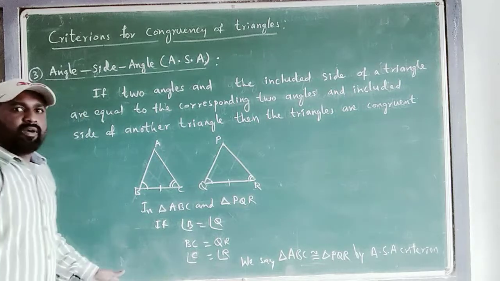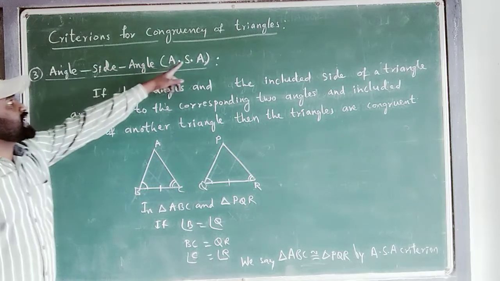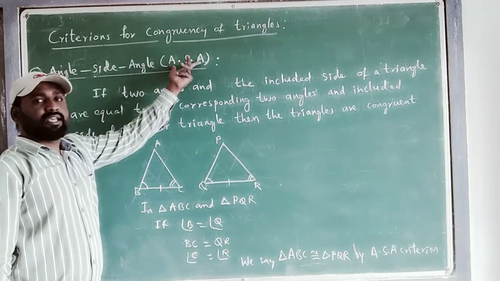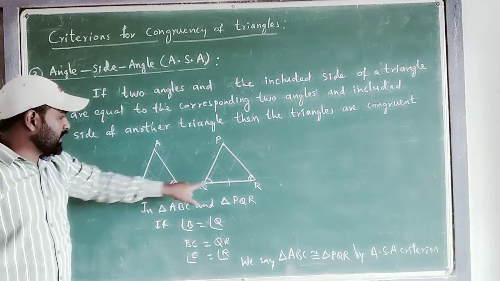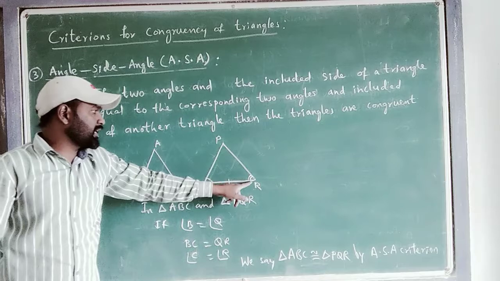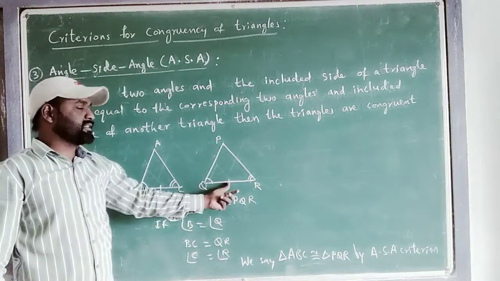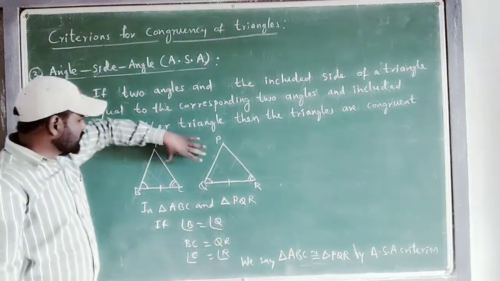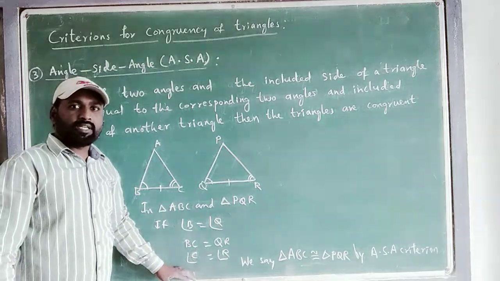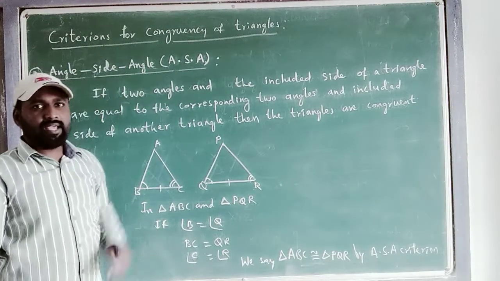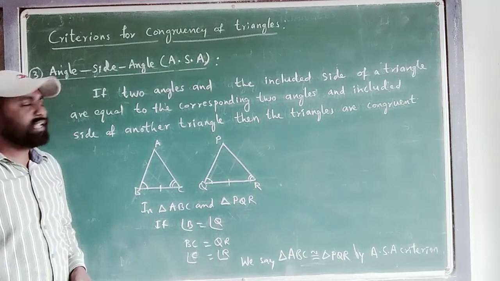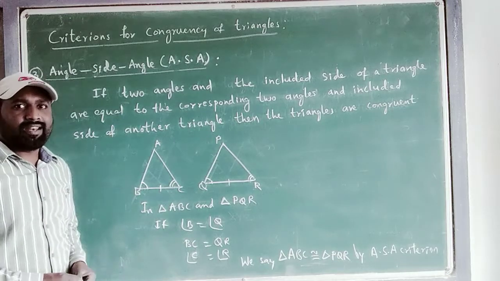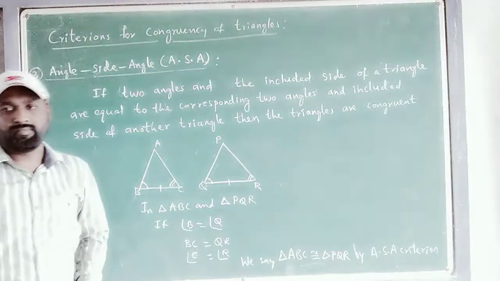Understood, all of you? Very, very easy. If the side is included by the two corresponding angles, this angle and this angle corresponding to each other, this side and this side corresponding to each other, then these two triangles are congruent to each other by the rule ASA. Hope you all understood the three rules of the criterions of triangles. Next we go for RHS, the fourth one.